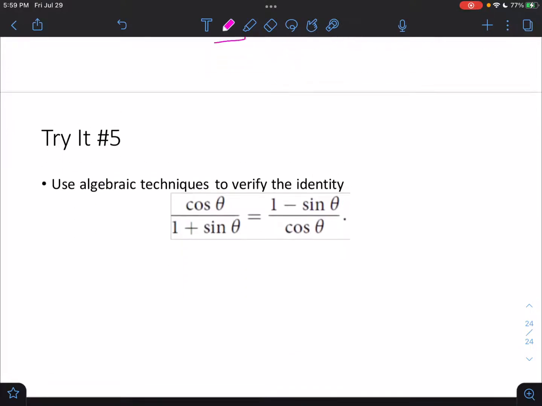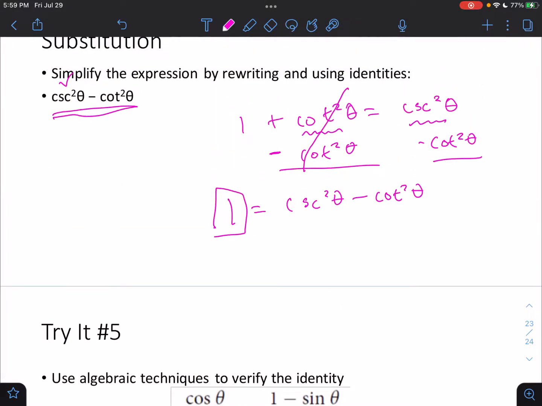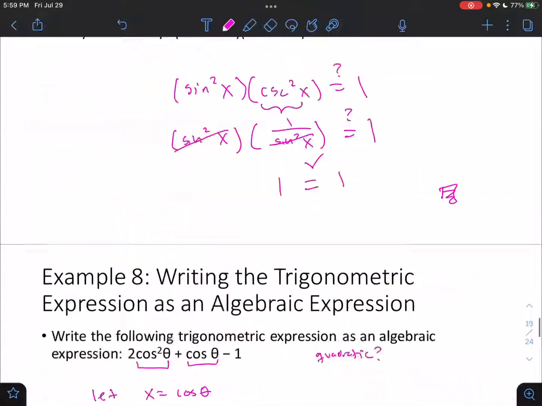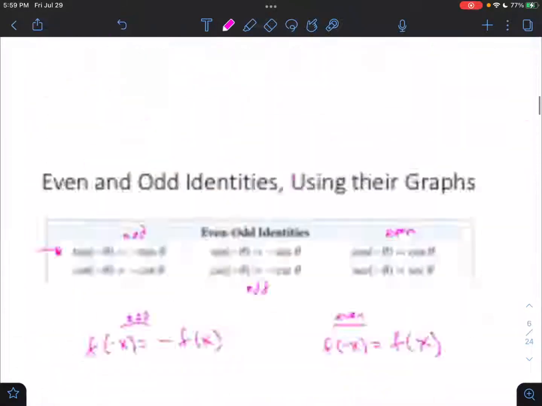And that's pretty much it. But the main idea for this section is knowing how to use your identities in different forms. So pay attention, go to SI, and do some more of these.